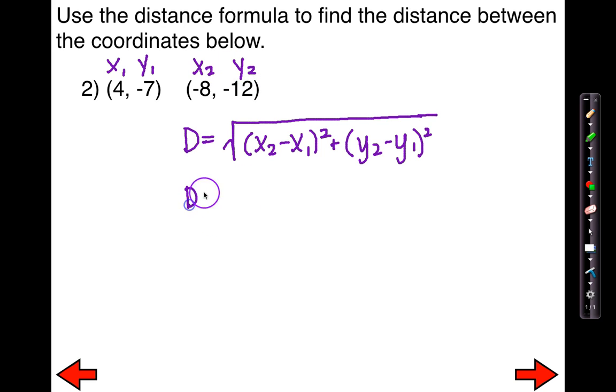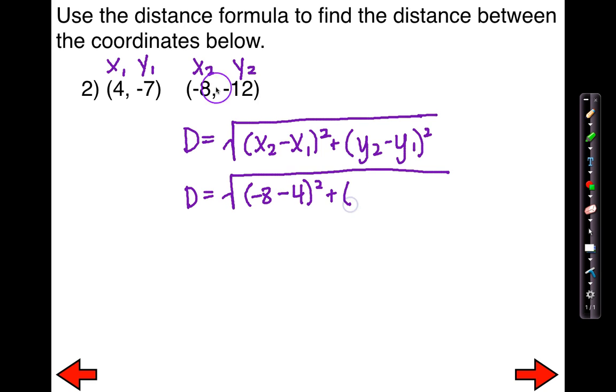Now at this point, I can go ahead and plug my values into the formula. X sub 2 is negative 8. Make sure you put minus x sub 1, which is 4, squared, plus y sub 2, which is negative 12, minus y sub 1, which is negative 7. That's where you're going to have to be very careful. Again, a lot of students have the tendency of just putting minus 7 instead of minus negative 7. So please be mindful of that.